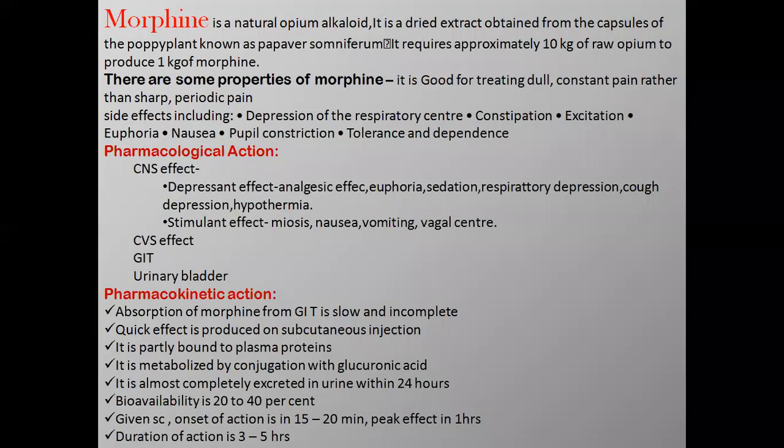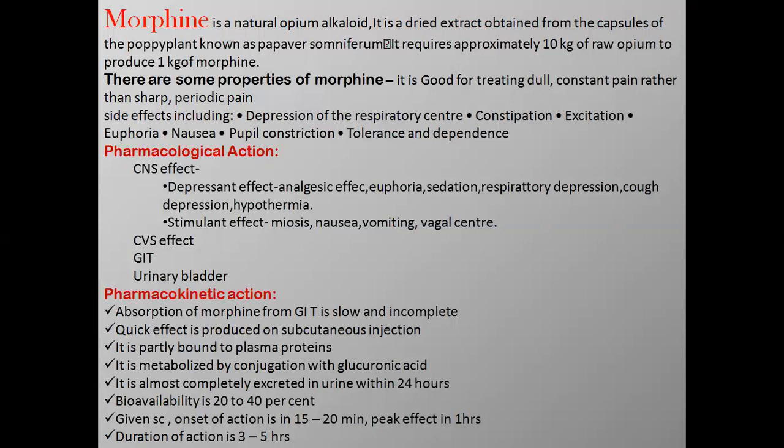Now, morphine. It is the most important alkaloid of opium, the dried juice obtained from the capsules of Papaver somniferum. Opium contains many other alkaloids, for example codeine, thebaine, papaverine, etc. Morphine is a natural opium alkaloid. It is a dried extract obtained from the capsules of the poppy plant known as, as I told you before, Papaver somniferum. Approximately 10 kg of raw opium is required to produce 1 kg of morphine.